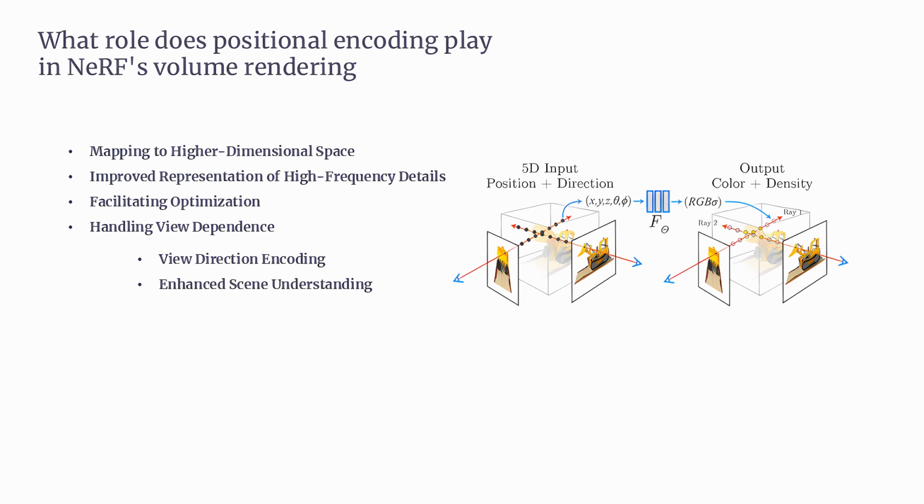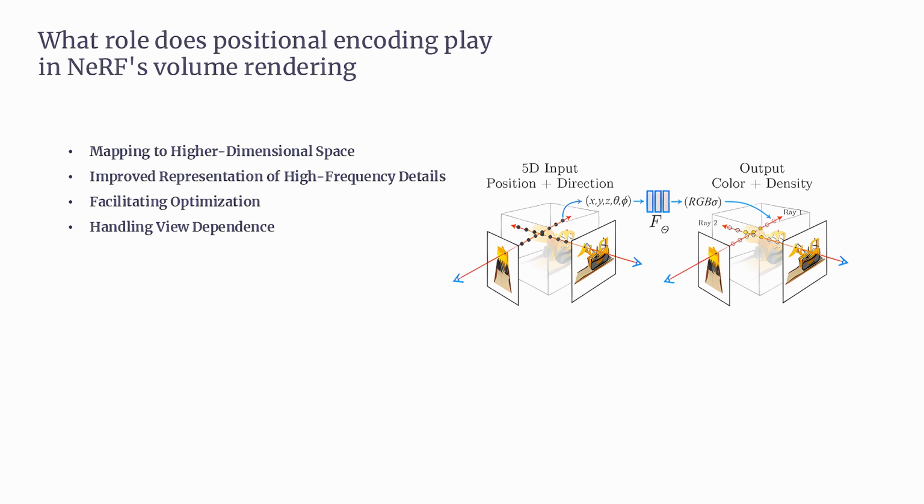2. Enhanced scene understanding. By encoding both the position and the view direction within the same framework, NeRF can better understand how light interacts with surfaces from different angles. This deeper understanding helps to create more accurate and realistic visual outputs, enhancing the overall image quality.